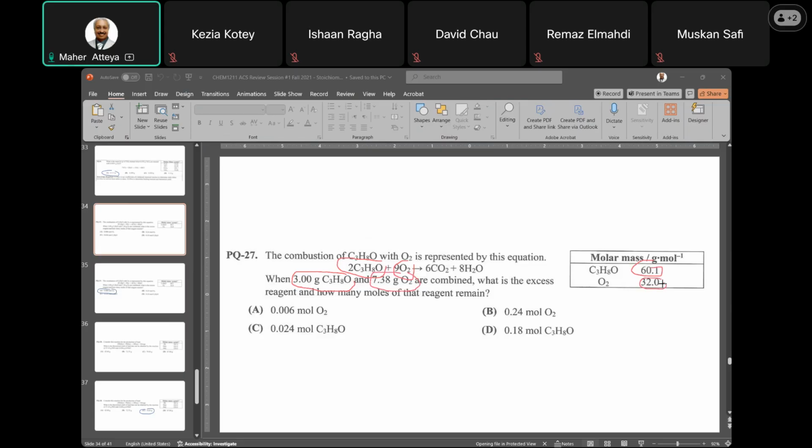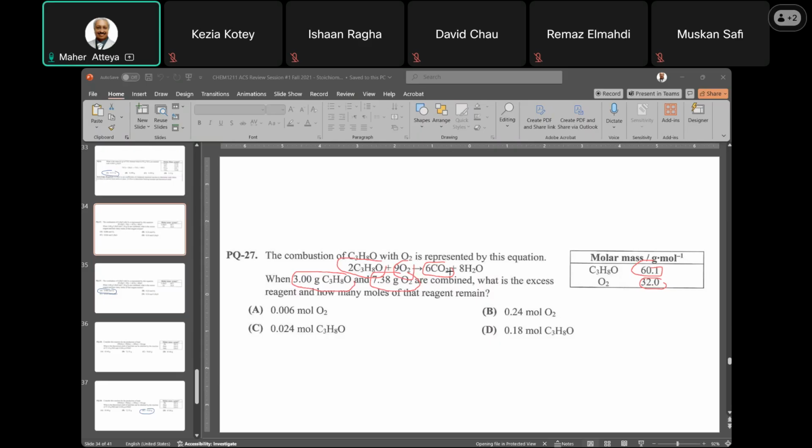Then I look at one of my products, correct? I can take any of my products. I will take CO2 and see, based on this number of moles, how much CO2 is produced. I do that for each reactant by itself, the same thing I did in the previous example. Then from there I determine the least amount, correct? The least amount is my limiting reactant. The other one will be in excess.